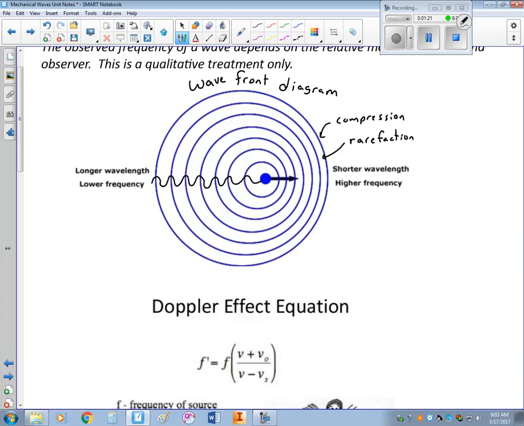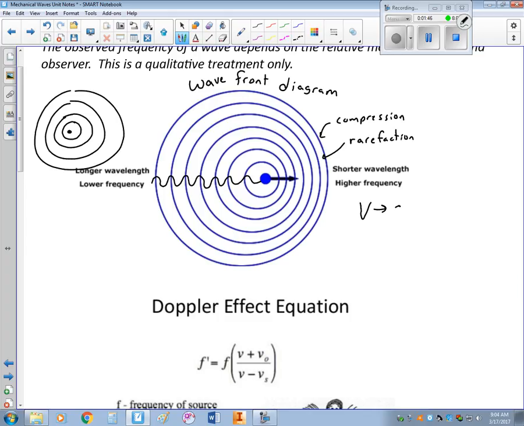So if I have something making sound, and let's say it's stationary, the sound waves will travel out uniformly in all directions. But if the thing starts moving, it's going to compress together the wave fronts in front of it and stretch out the ones behind it. Now the speed of sound stays constant.